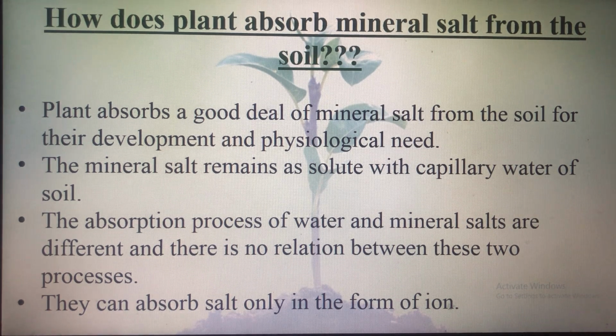Next, this is the most important point: a plant cannot absorb mineral salts as a whole. They need to be differentiated into ion form so that plants can absorb them. That means a plant cannot absorb, for example, sodium chloride in the form of sodium chloride. First of all, it needs to break down and form sodium and chloride ions, and only then can the plant absorb this.